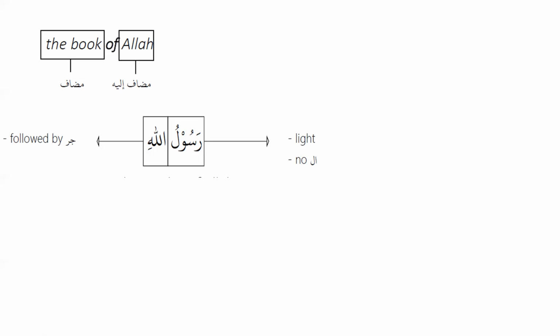Is it light? Yes, it is light. How do you know it's light? Because it's not sound, Rasulu. Okay. Does it have an alif lam? No, it doesn't have alif lam. So that means it can be our mudaf. It can be our first word. It fulfills its two conditions.